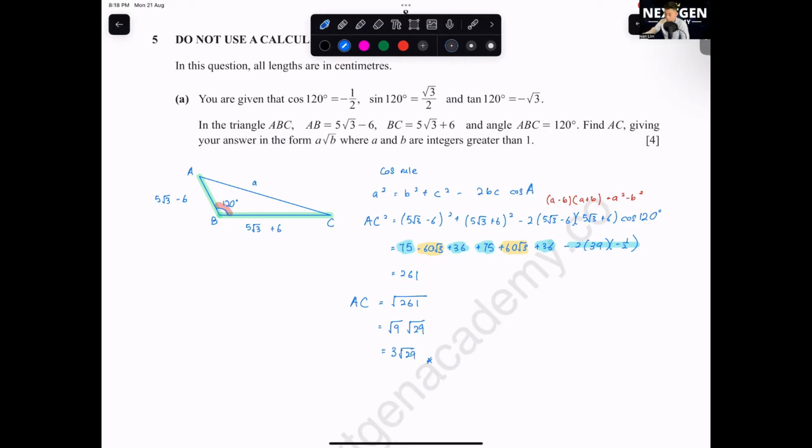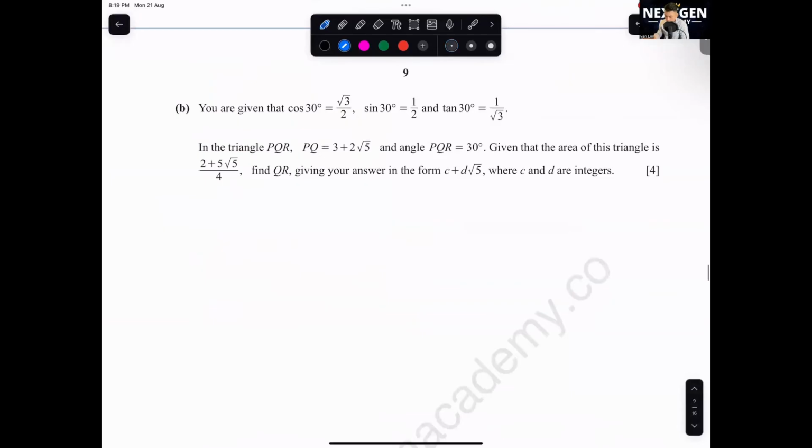Okay, let's go to question B. You are given that cos, sine, and tangent 30 are these values. In the triangle PQR, PQ is 3 plus 2√5. Angle PQR is 30 degrees. Given that the area of this triangle is (2 plus 5√5) over 4, find QR. Okay, just roughly sketch out this entire diagram.